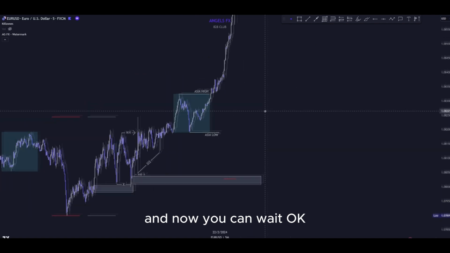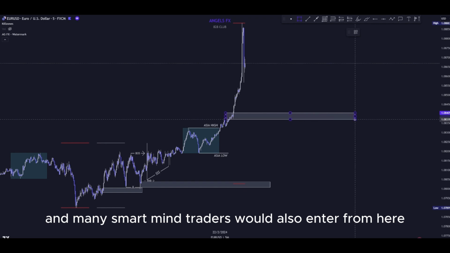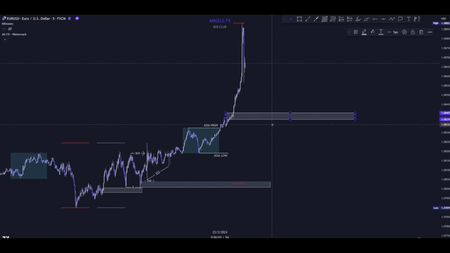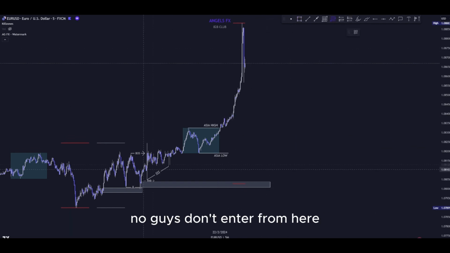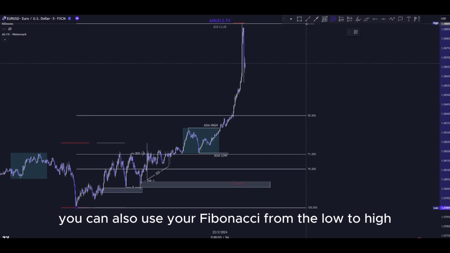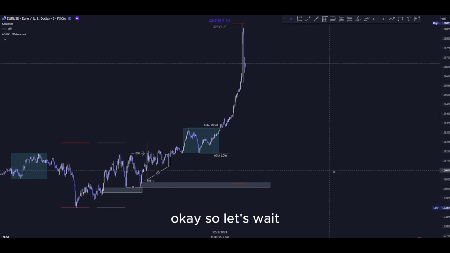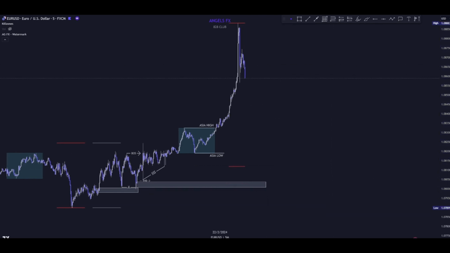And now you can wait, okay? Don't force any trades. I know many of you and many smart money traders would also enter from here. No guys, don't enter from here. You can also use your Fibonacci from the low to high, and you can see where is premium and where is discount, okay? So let's wait.